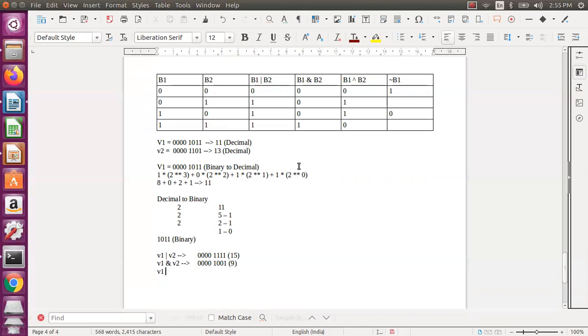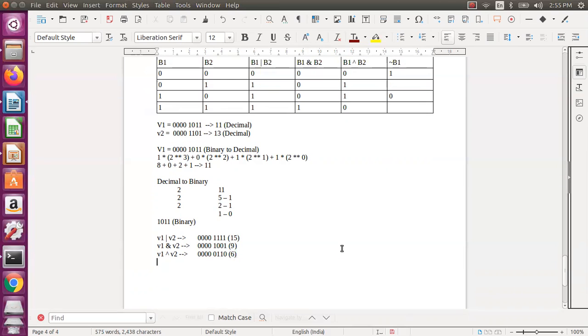Now v1 exclusive or v2. I am doing the same bit by bit. So 1 or 1 will be 1, 0 or 1 will be 1, 1 or 0 will be 1, 1 or 1 will be 1. In the AND, 1 and 1 will be 1, 0 and 1 will be 0, 1 and 0 will be 0, and 1 and 1 will be 1. That's what I did. Now exclusive or: 1 1 will become 0, 0 1 will become 1, 1 0 will become 1, 1 1 will be 0. So this one will become 6 actually. So these are the bitwise operations.